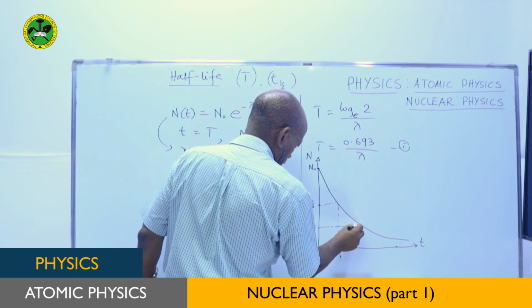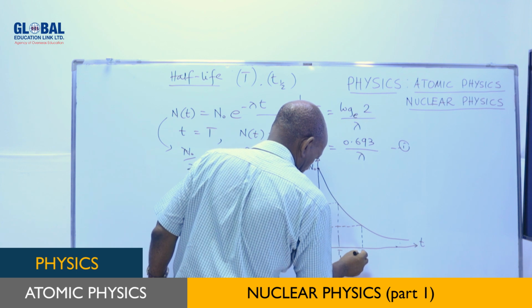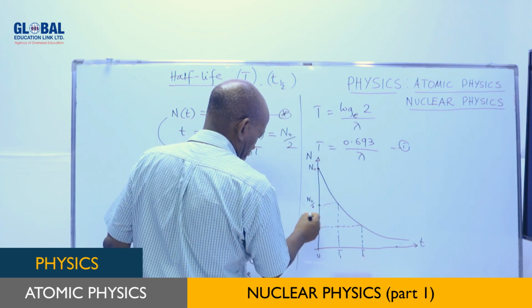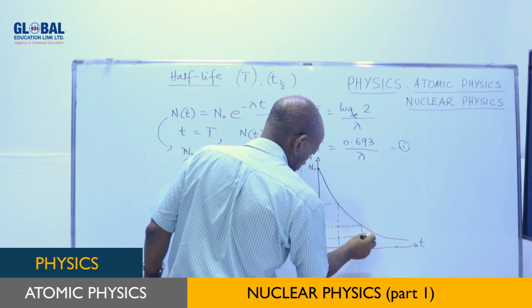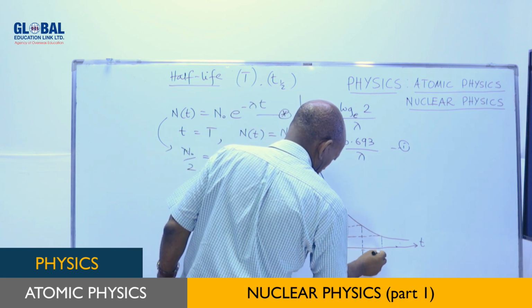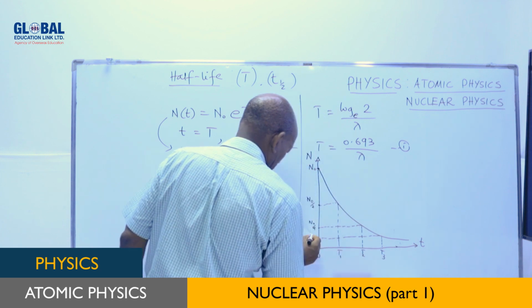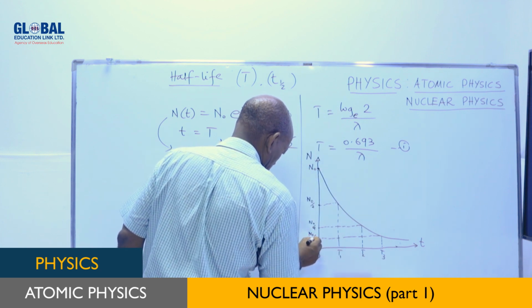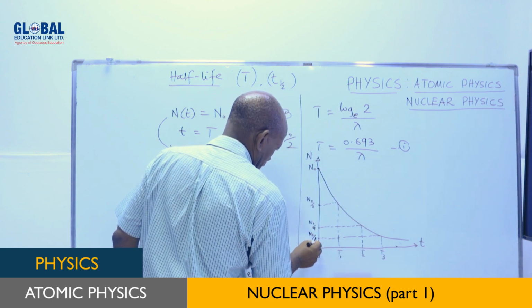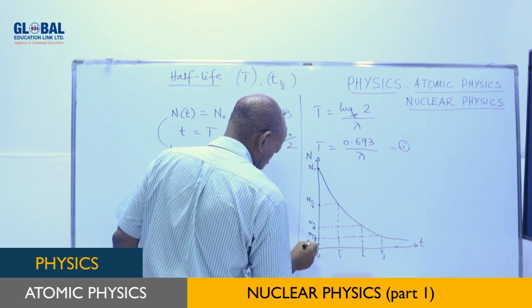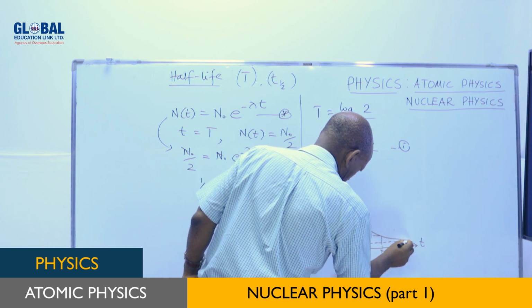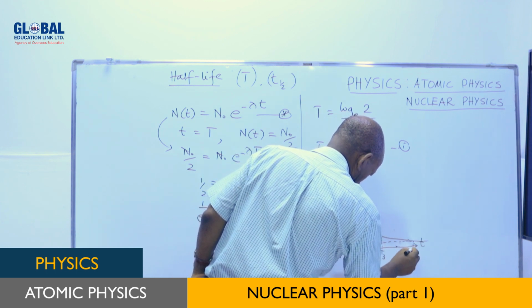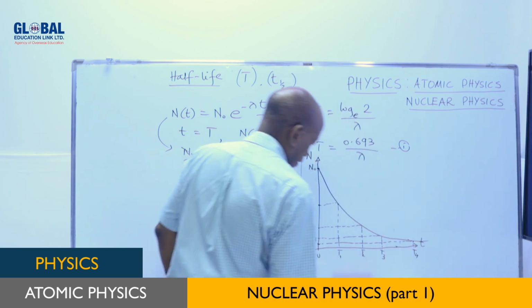Then the second half-life will be somewhere there. And if that particular sample is going to be reduced to a half, then the third half-life is going to be there. This will be n0 over 8. So it goes like this: here, if it is n0 over 16, then the half-life of this could be there. This will be the fourth half-life.